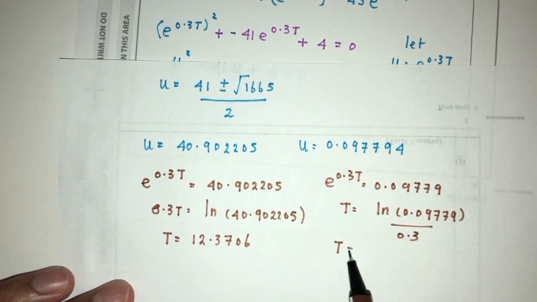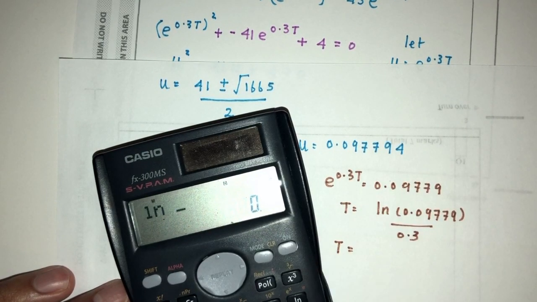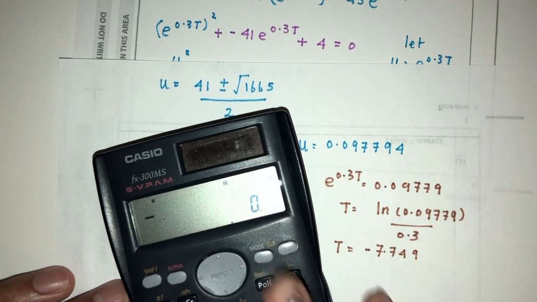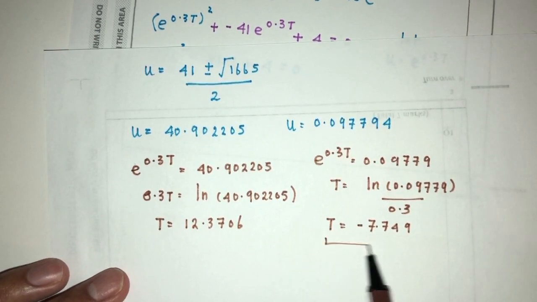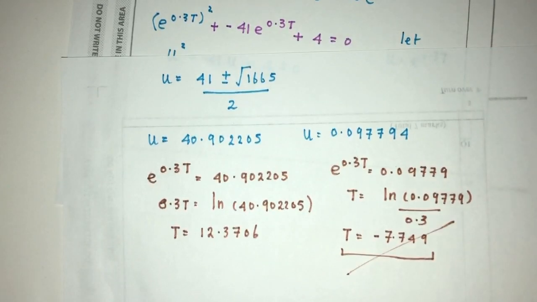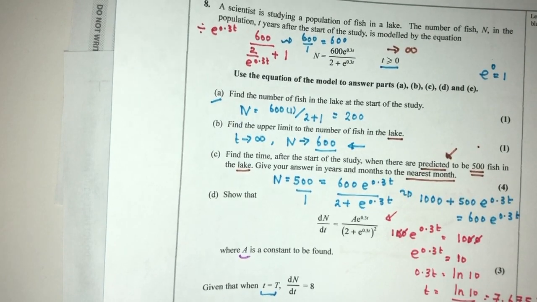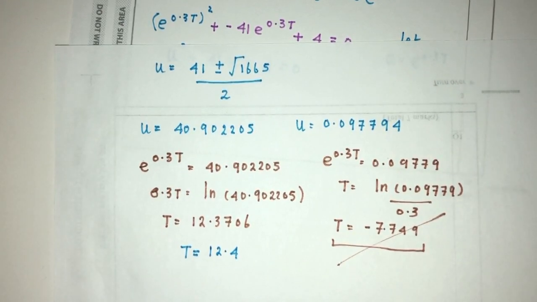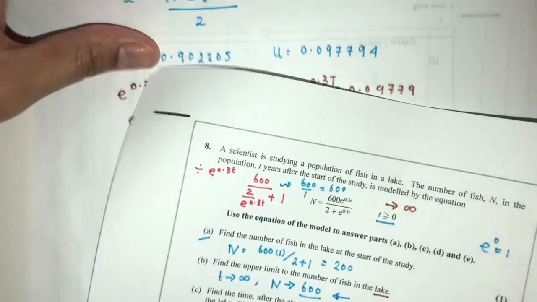So t has to be what? So ln of 0.09779 divided by 0.3. That will be minus 7.749. Again, t is time in years. Time cannot be negative here. So this will not be good. So the only value, as seen in the question, we are only trying to find the value of t to one decimal place, has to be 12.4. Okay, so this is your answer for question number 8.